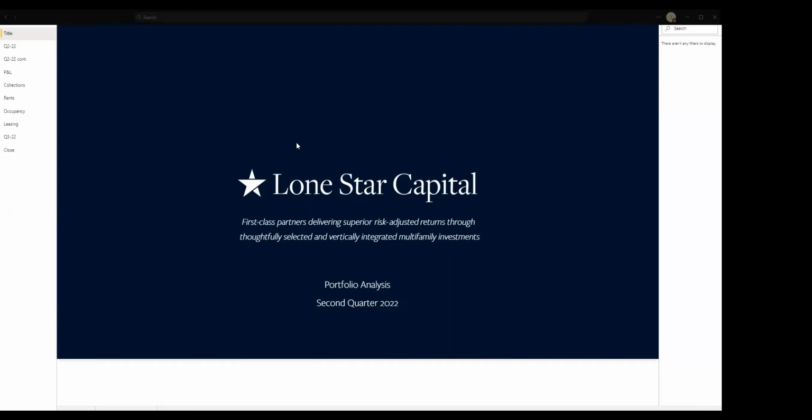This is our Lone Star Capital second quarter 2022 portfolio analysis. We'll be sharing some updates about what happened over the last quarter, what we're looking forward to next quarter, and then also looking into our dashboard that we use and just have a couple of topics to mention. If anyone has questions, feel free to either verbally or electronically post them and we can answer them in real time, or feel free to save them for the end if you prefer.